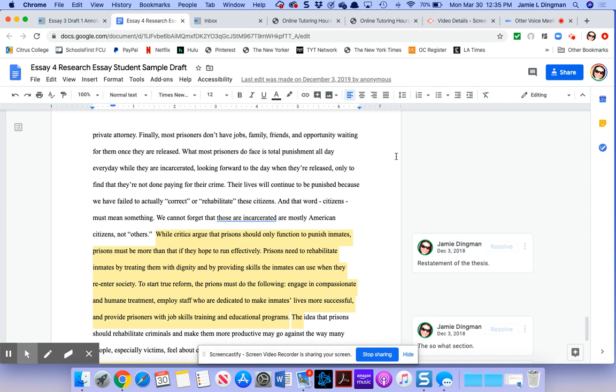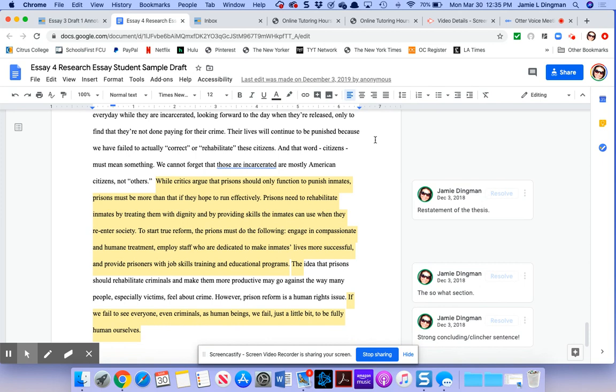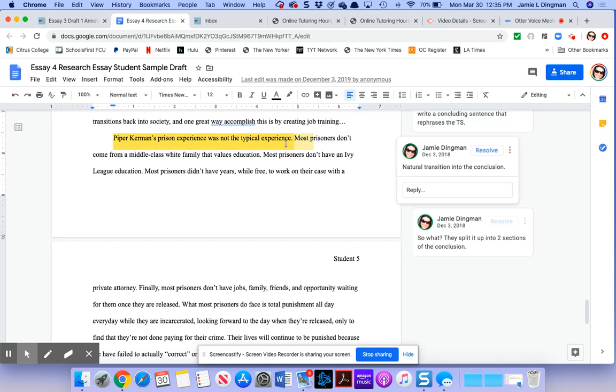What most prisoners do face is total punishment all day, every day, while they're incarcerated, looking forward to the day when they're released, only to find out that they're not done paying for their crime. Their lives will continue to be punished because we have failed to actually correct or rehabilitate these citizens. And that word, citizens, must mean something. We cannot forget that those incarcerated are mostly American citizens, not others. Okay, so far, really strong conclusion.